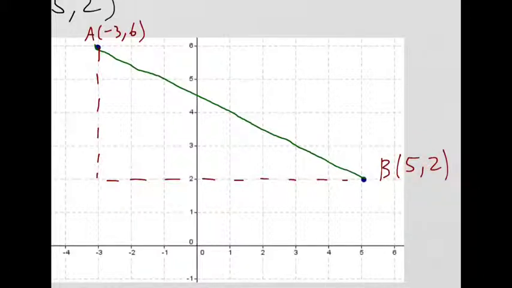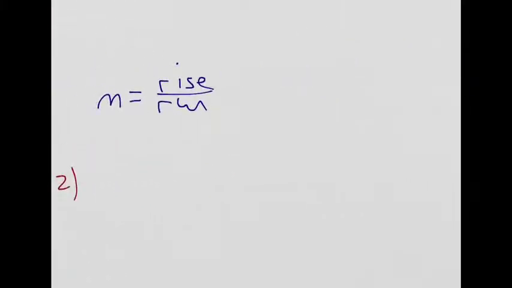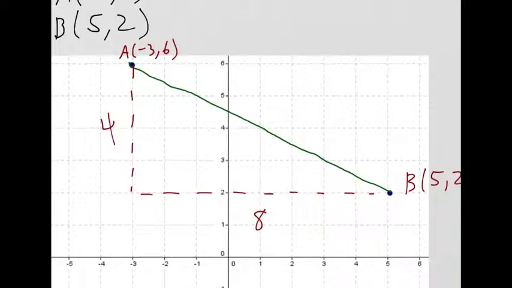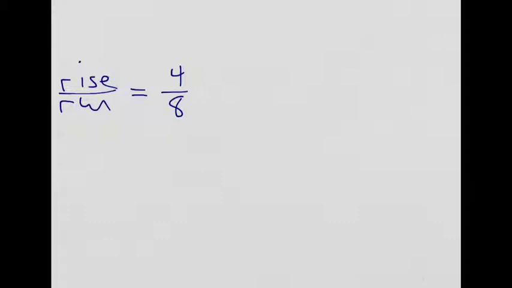Okay, so my rise is 4, my run is 8. So rise over run is 4 over 8. Maybe I should say I went 4 down, so this should be negative 4. Maybe that's an important clarification. And 8 to the right, so that would be positive 8. Reducing it, I get what? Negative 1 over 2. Negative 1/2.